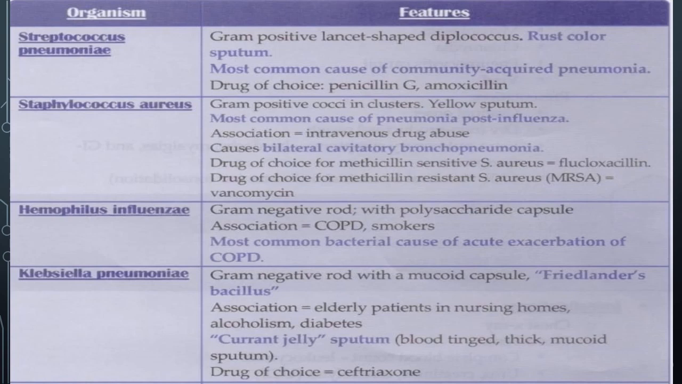Haemophilus influenzae is a gram-negative rod and it is associated with COPD and smokers. It is the most common bacterial cause of acute exacerbation of COPD. Klebsiella pneumoniae is a gram-negative rod and its association is with elderly patients in nursing homes, alcoholics and diabetics. It will have currant jelly sputum, which is blood tinged thick mucoid sputum, and the drug of choice is ceftriaxone.